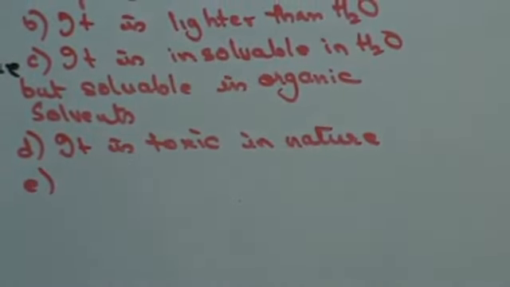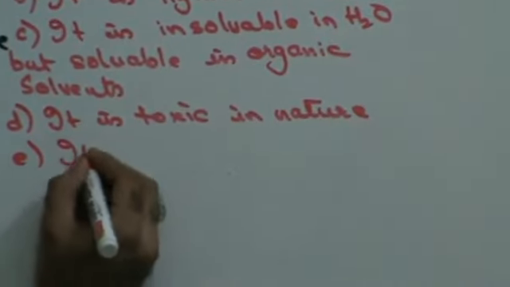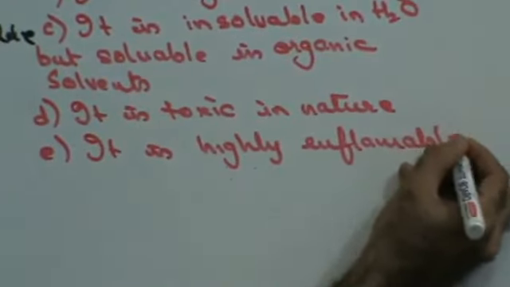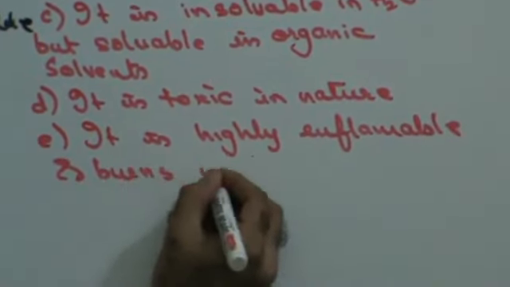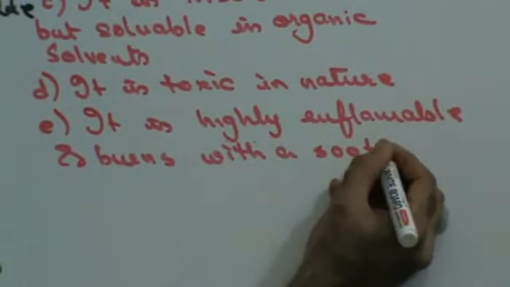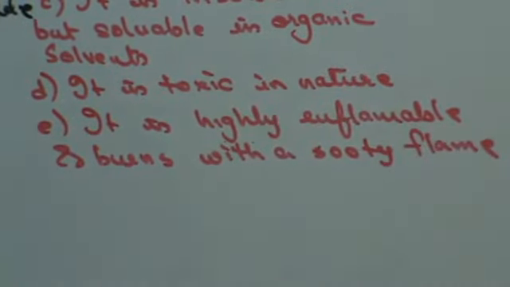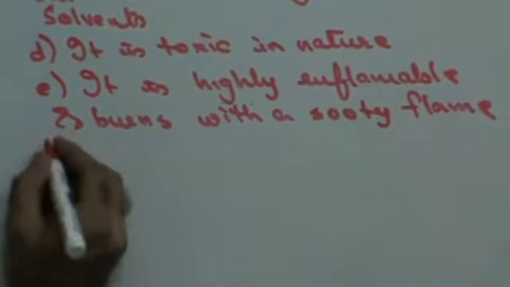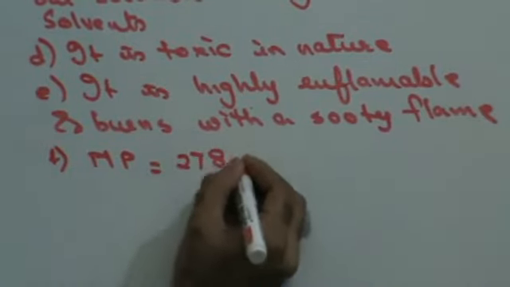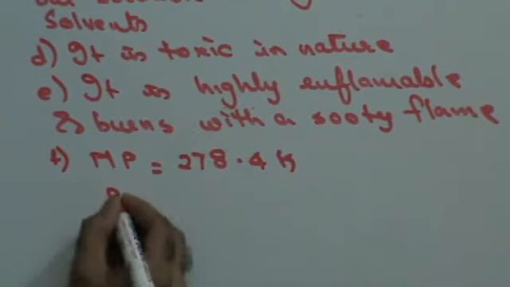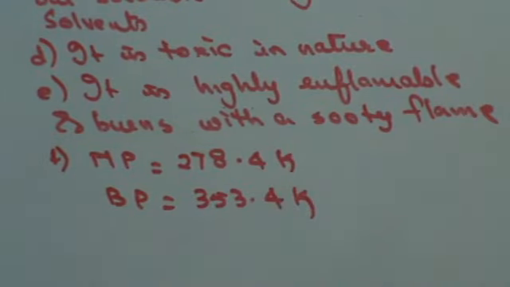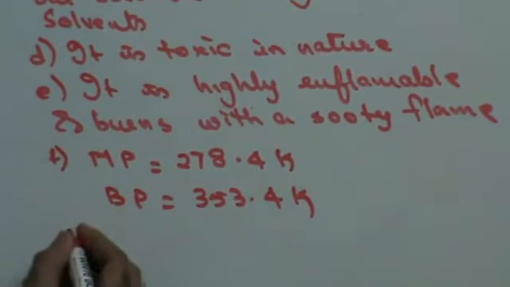Then it is highly inflammable and burns with a sooty flame, right? Benzene solidifies to form a crystalline solid. The melting point of benzene is 278.4 Kelvin and the boiling point of benzene is 353.4 Kelvin, right? So that's my melting point and boiling point.